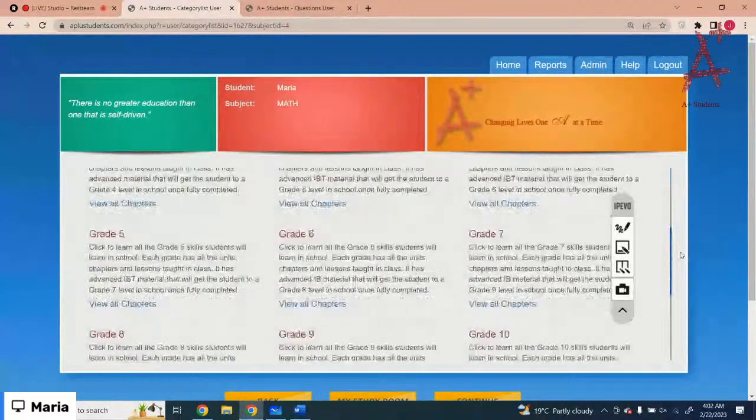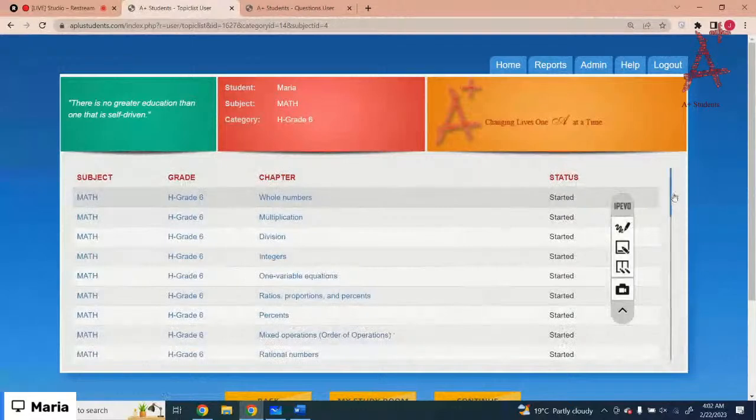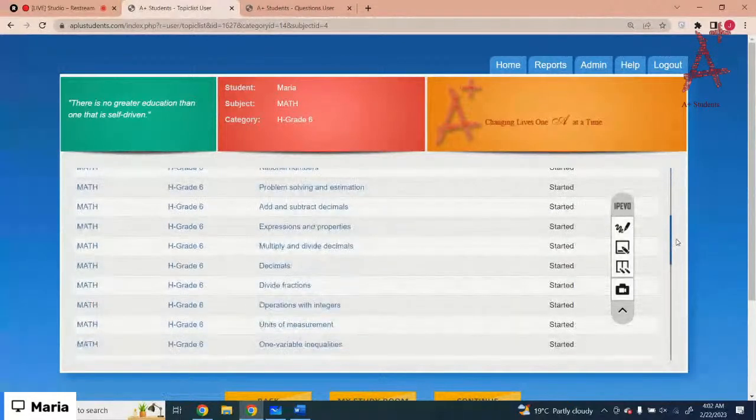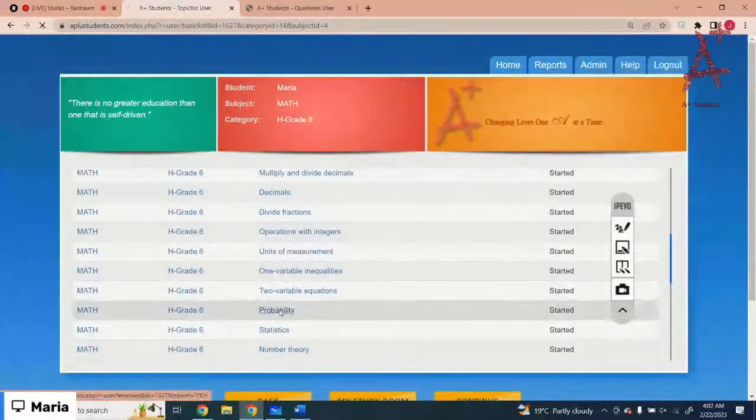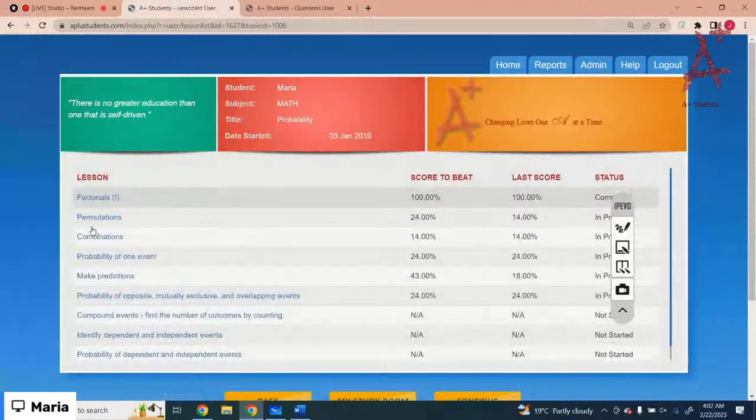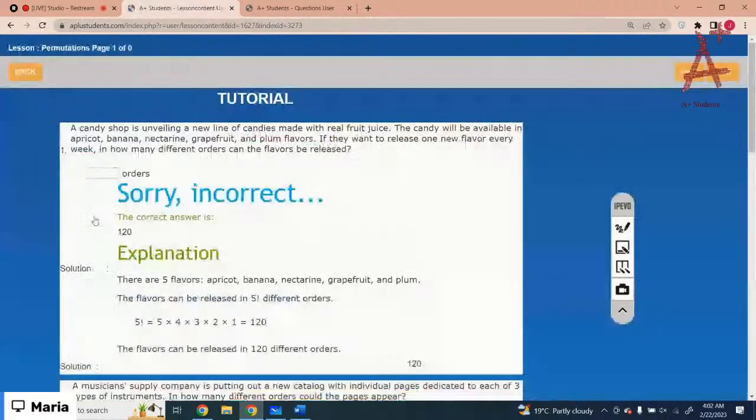Okay, scroll down to grade 6 maths. Chapter name is probability. Okay, here's the chapter. The lesson name is permutations. Let's just start with the first lesson.